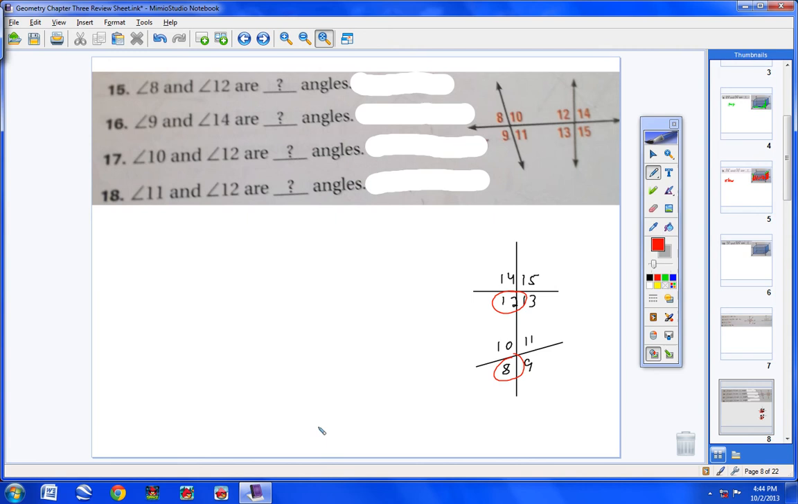Those are called corresponding angles. They're both on the left side of the transversal, and they're both below the parallel line. We call those corresponding angles. You've got to know those, guys. You have to. 9 and 14.